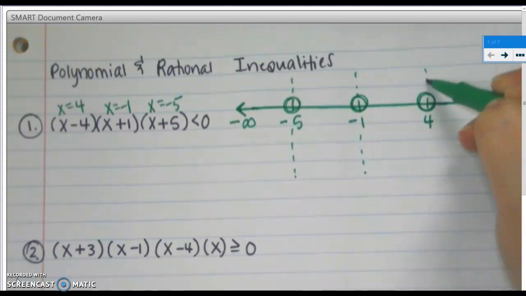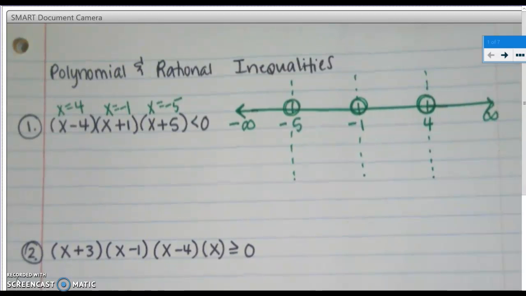All right, and I just like to kind of section my number line off because what we need to do now is pick a number that's in each section, plug it in, and see whether our answer is going to be positive or negative. That's how we're going to figure out our final answer. So it doesn't matter what number you pick as long as it's within the right interval. And we don't actually have to work out the answer. I just need to be able to tell if it's going to be positive or negative.